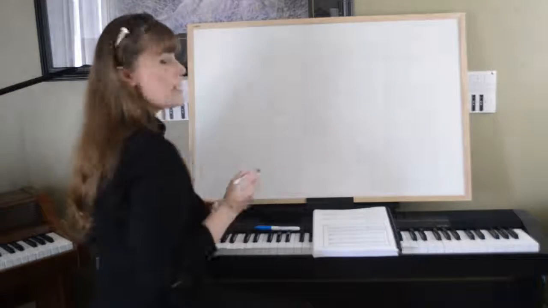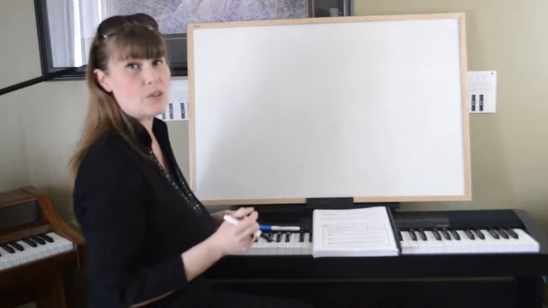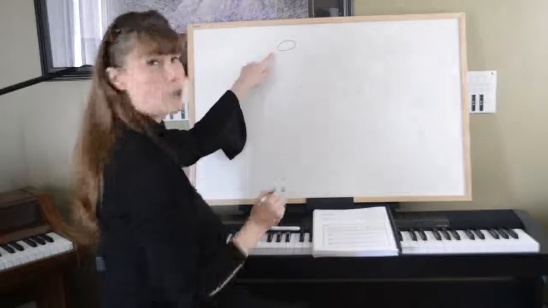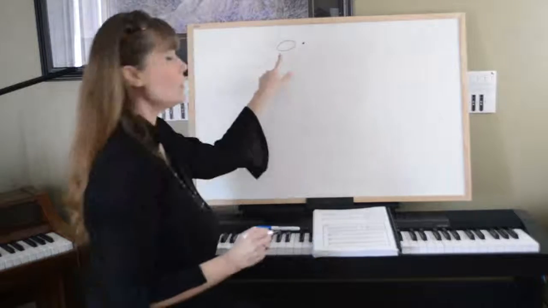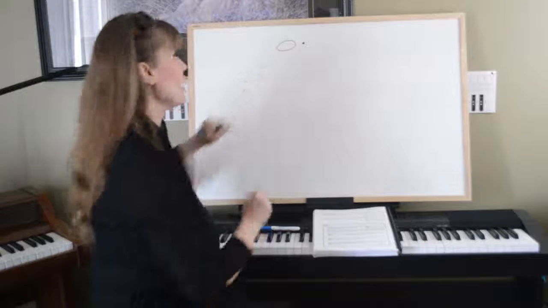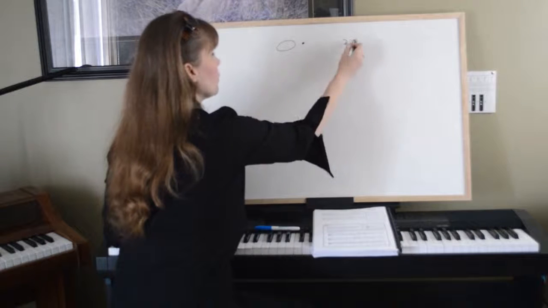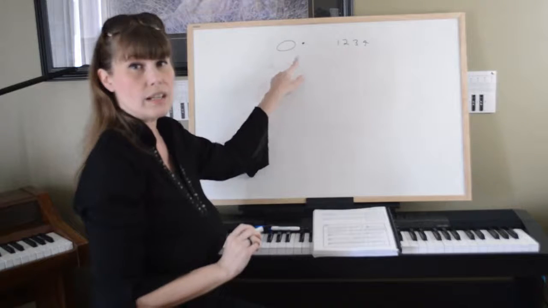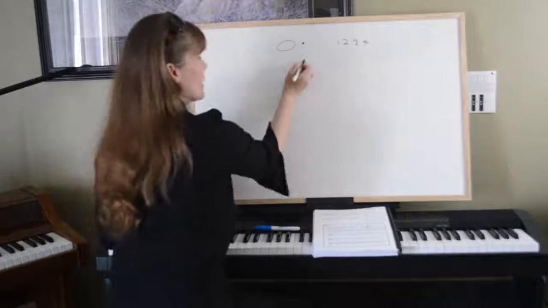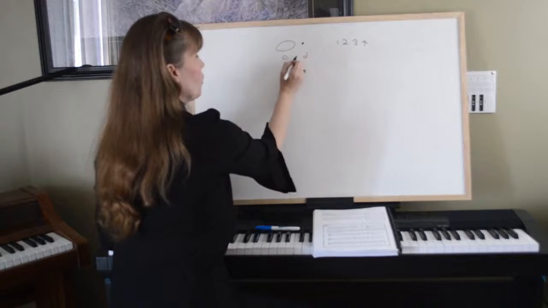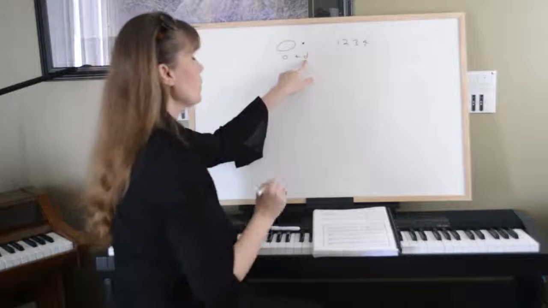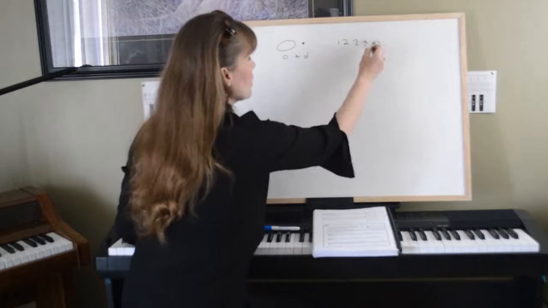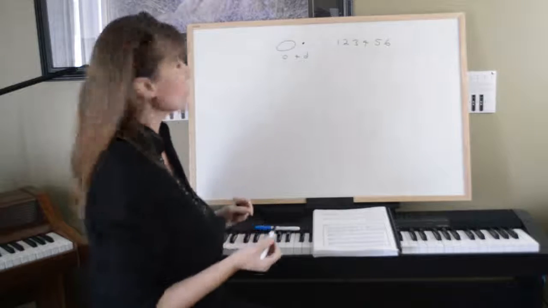But a dot takes half the value of the note and we add it to the value of the original note. So if we have a whole note with a dot, we know that a whole note is worth 4 counts. So 1, 2, 3, 4. Now half of a whole note is equal to a half note. So it's like this dot, we have a whole note plus a half note. So that adds another 2 counts. So a dotted whole note is actually worth 6 counts.